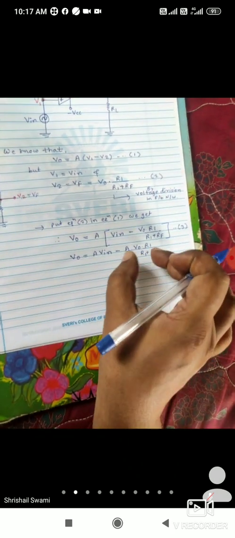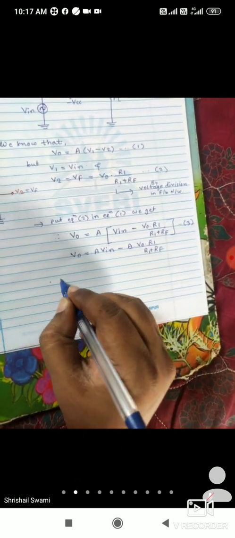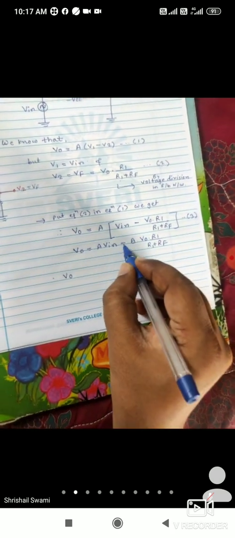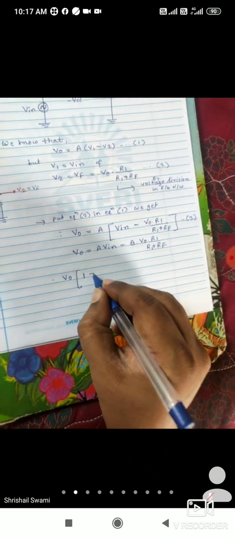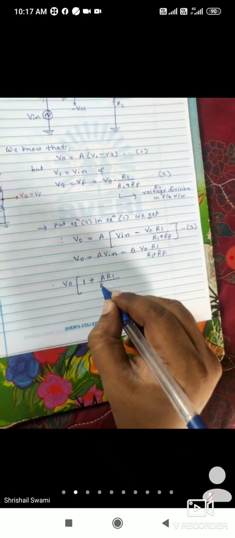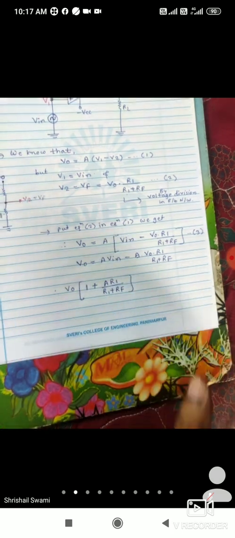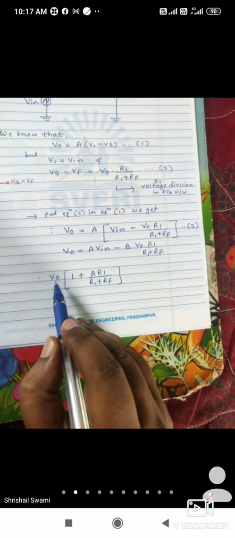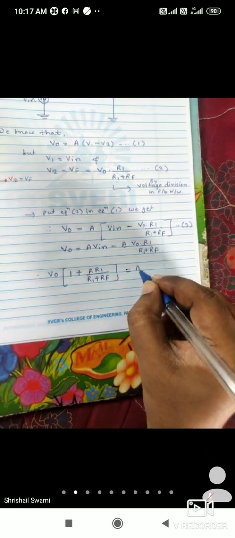So V0, here the V0 term is there, you can take it to one side. This minus becomes plus here. Take this factor to the left hand side, the minus becomes positive, and if you take V0 common, V0 into 1 here, plus A into R1 divided by R1 plus Rf. So if you take this whole factor to the left hand side it becomes positive, and taking V0 common, this remains inside. The right hand side is A into V in.